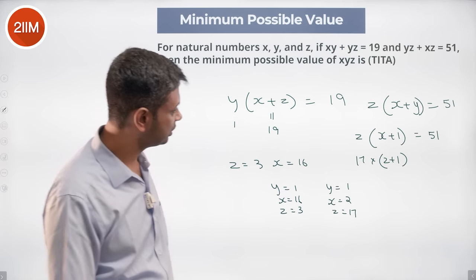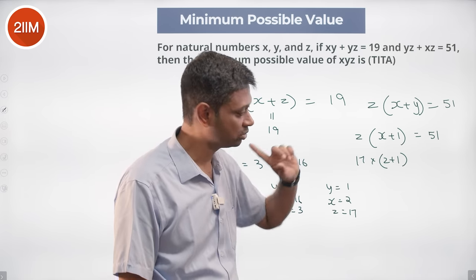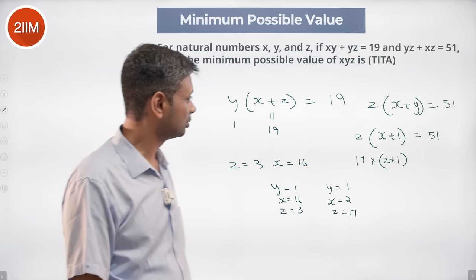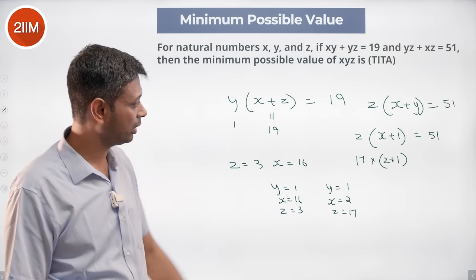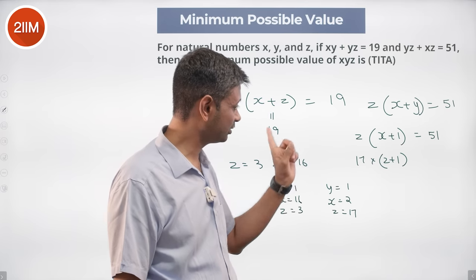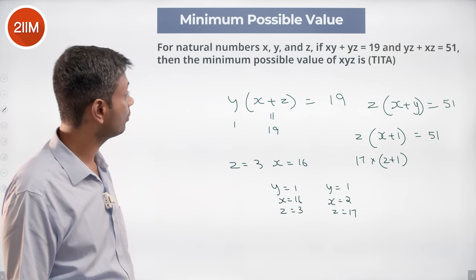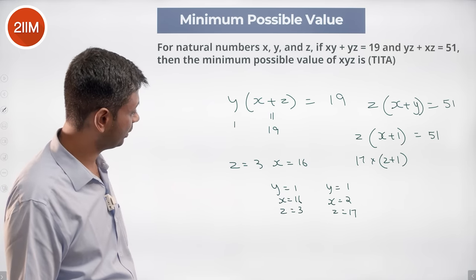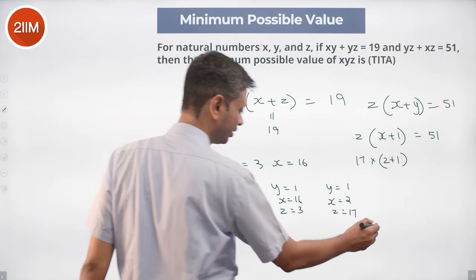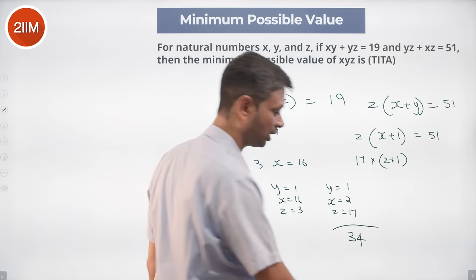So this is 17 into 3 or 3 into 17. Both ways it works. So z is 17, x is 2 could work, or x is 16, z is 3 could work. Minimum possible value of the product of x, y, z: this is 48, this is 34. The product is lower in this case, which is 34. Lovely, done.